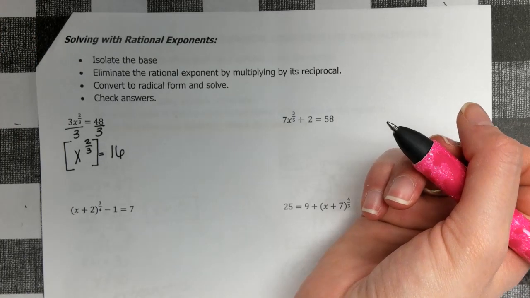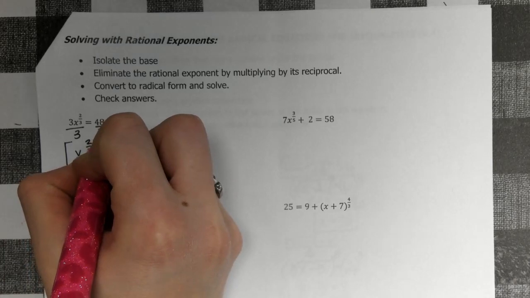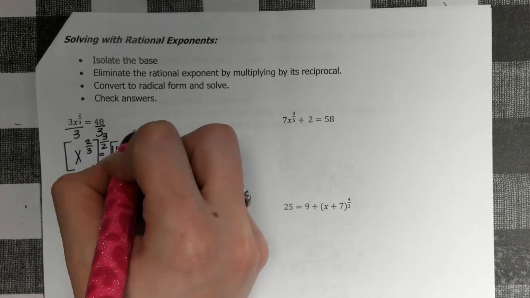Not negative, just 3 over 2. So that's when we do perpendicular stuff. It's just the reciprocal, you're just flipping the numbers. You should be able to do that. Okay, so 3 over 2, and I do that to both sides.